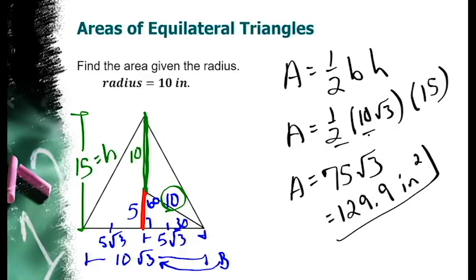Square inches. That would be the area of our triangle, or equilateral triangle, with a radius of 10 inches.